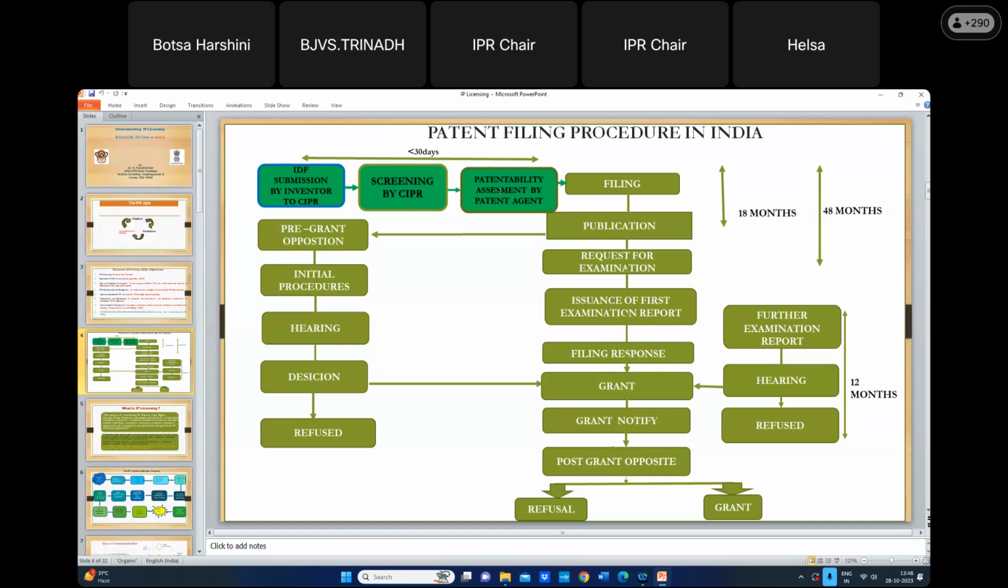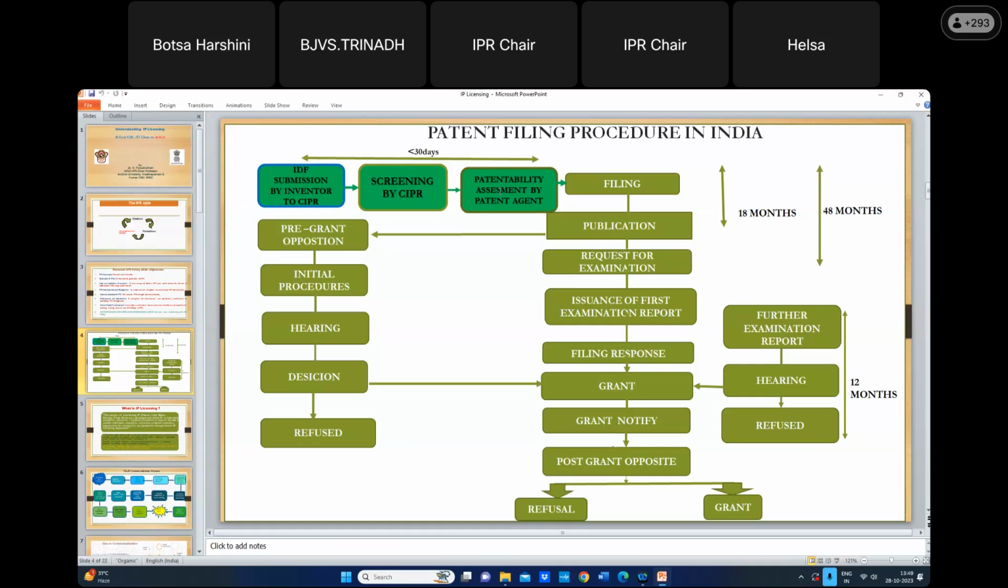If you want to get a patent, you all know by now what are the three conditions you should meet or it should fulfill. One is novelty. Novelty means it should be first of its kind in the world. Inventive step: there should be some kind of technical and scientific advancement in your invention. Third one is industrial applicability or use of that invention.